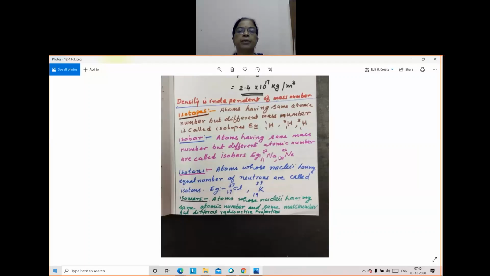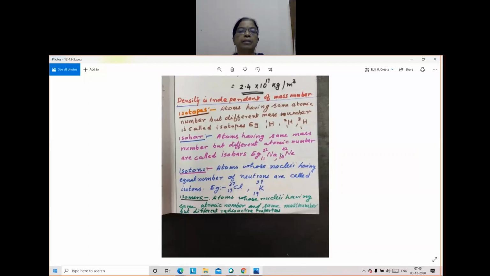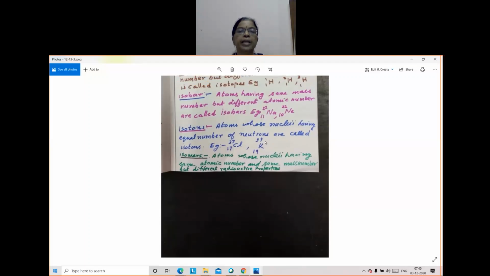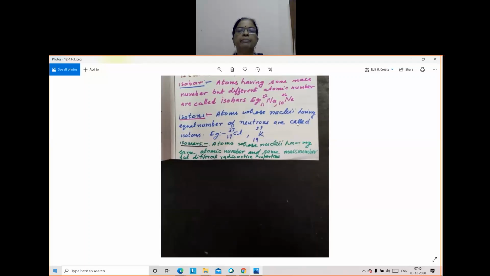So here some two examples are given. Isobar, same mass number but different atomic number. Then isotone: atoms whose nuclei have an equal number of neutrons. Isotone, same number of neutrons.